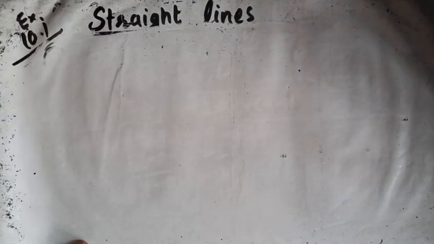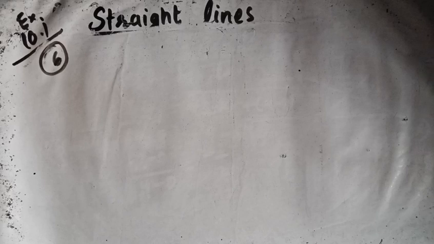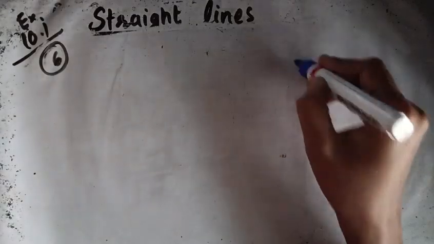Next question. Question 6. Without using the Pythagoras theorem, show that the points are the vertices of a right angle triangle. Okay, so we can't use Pythagoras here. So we have to make use of the knowledge which we have gained in this lesson, that is slope. Okay, now how to find that it is a right angle triangle.